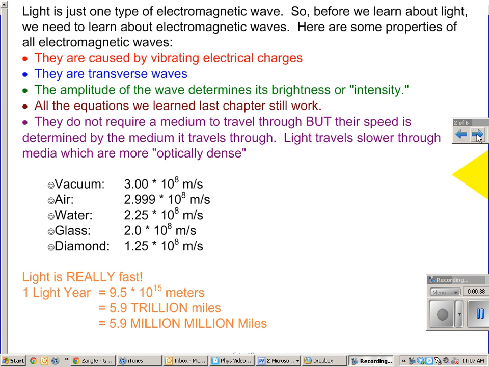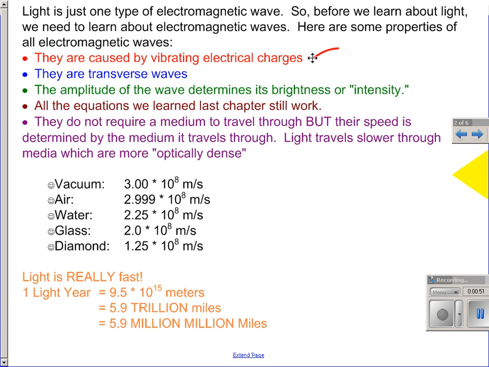So light is just one type of electromagnetic wave. So before we learn about light, we need to learn about electromagnetic waves. So here are some properties of all electromagnetic waves. All right, so first of all, they're caused by vibrating electrical charges. All right, the result is a transverse wave.